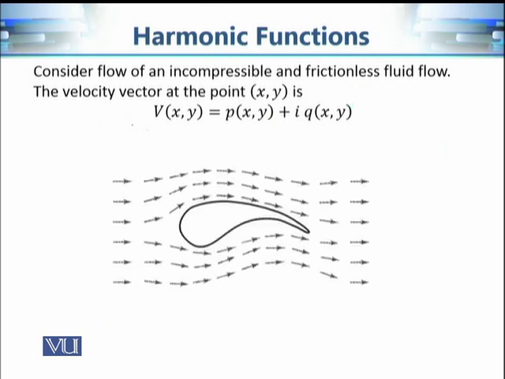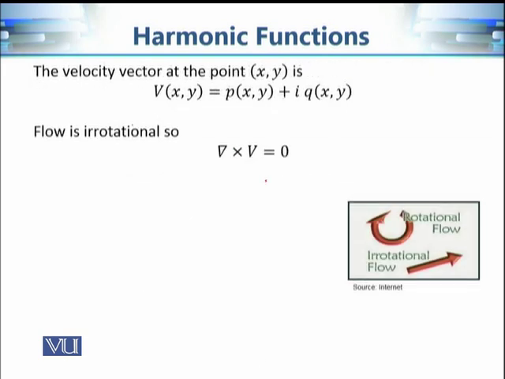So in other words, we are going to get a situation like this. So these are the velocity vectors, and they are obtained from this function. Now to solve this problem, we further assume that the flow is irrotational. So in other words, there are no rotations in the flow, or the curl of this velocity vector field is 0. Now how to calculate this curl?